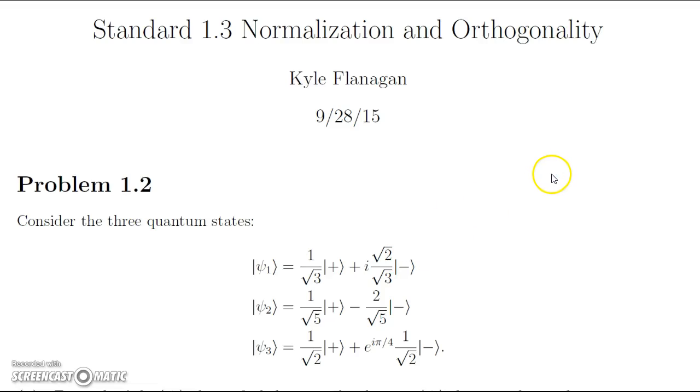Okay, so here we're going to be doing standard 1.3, which is on normalization and orthogonality. We're going to be doing problem 1.2 from McIntyre. And it tells us to consider the three following quantum states.